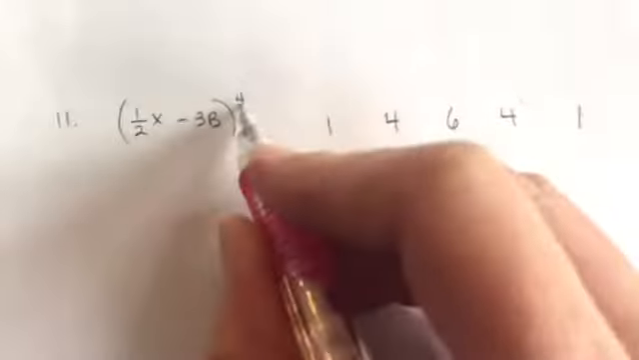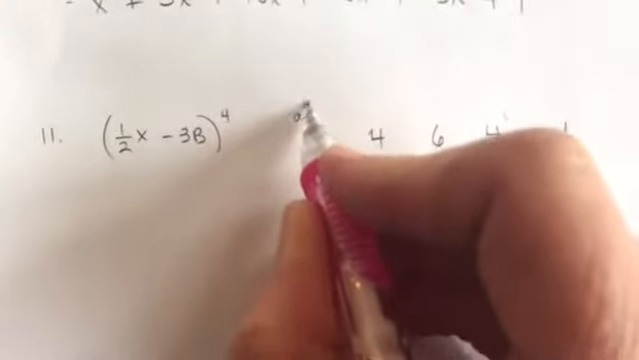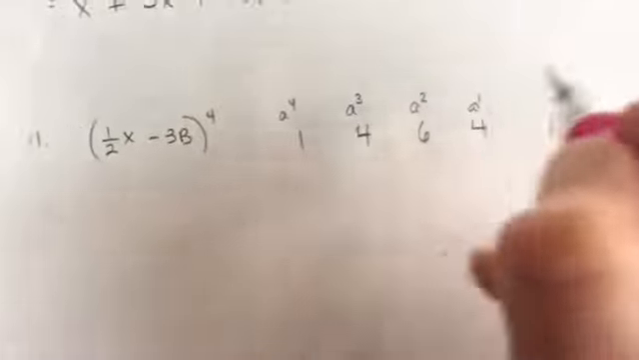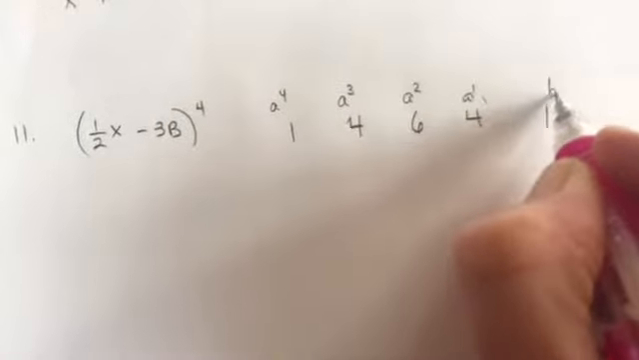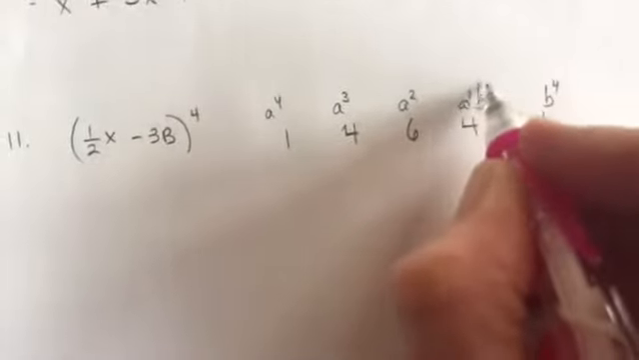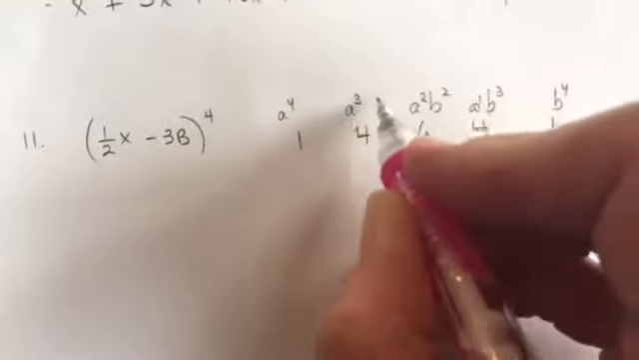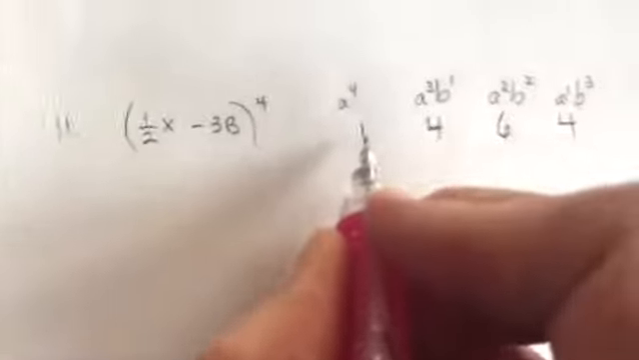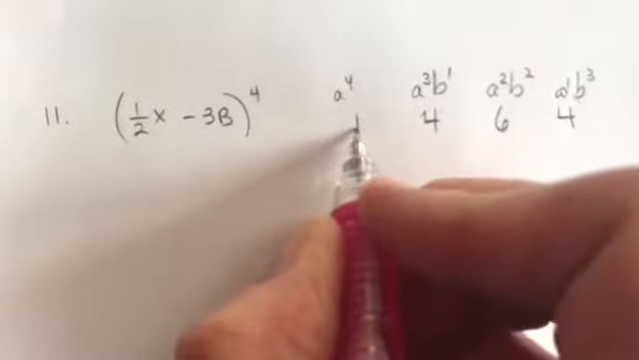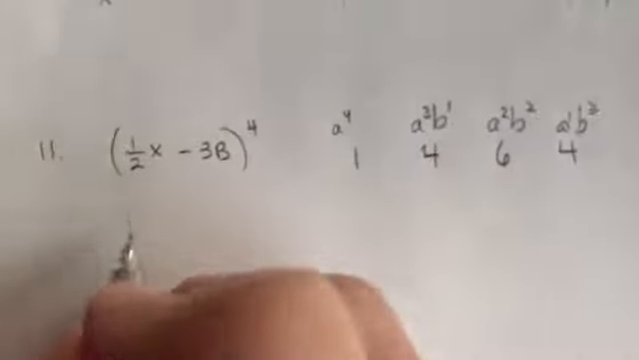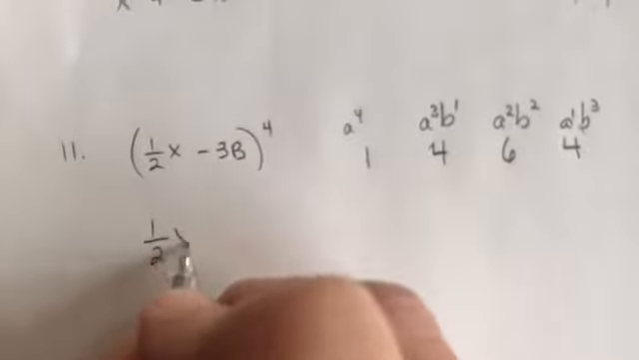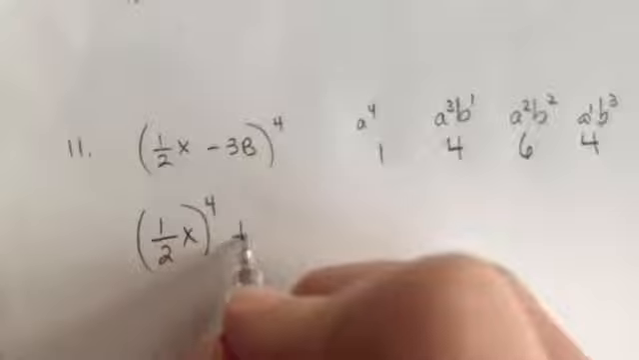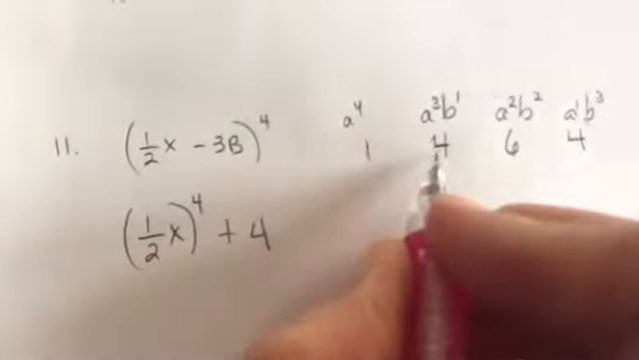And I know since this is the fourth power, this is going to be a to the fourth, a to the third, a to the second, a to the first. No a's. And then I go backwards. B to the fourth, b to the third, b to the second, b to the first. No b's. Okay, so here we go. My first coefficient is a 1. I don't even care. If you want to write down a 1, write it down. But I'm going to take my first term, which is 1/2 x, and I'm going to take it to the fourth power, because that's what it says to do. And then I'm going to start my next coefficient with a 4.